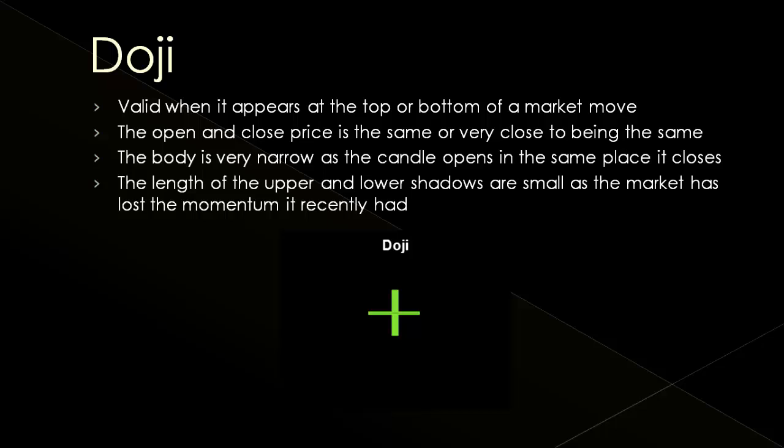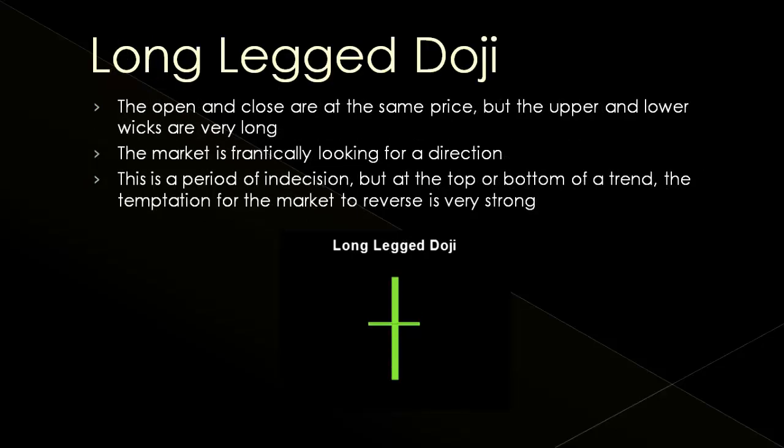Now there are a number of different types of dojis. Let's take a look at another type. This one's called a long-legged doji. The open and close are at the same price, but the upper and lower wicks are very long. The market is frantically looking for a direction. This is a period of indecision, but at the top or bottom of a trend, the temptation for the market to reverse is very strong.